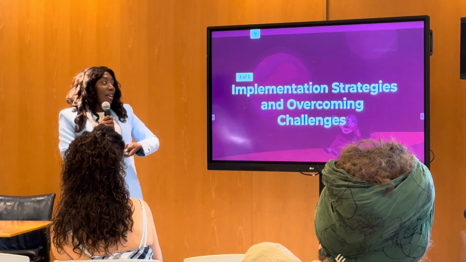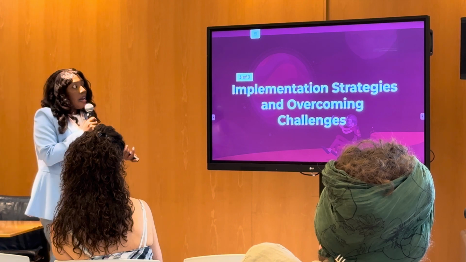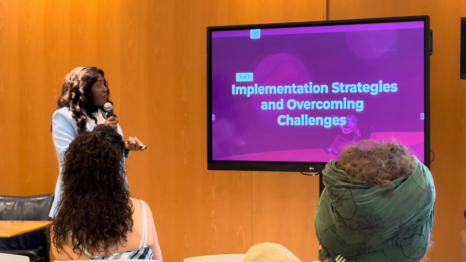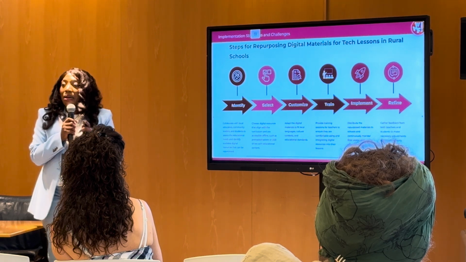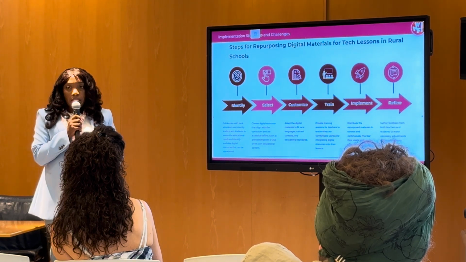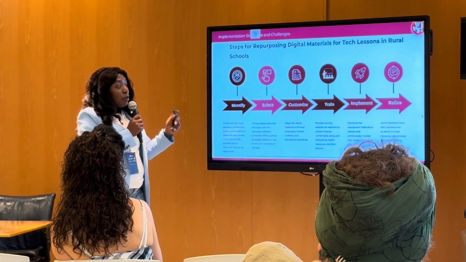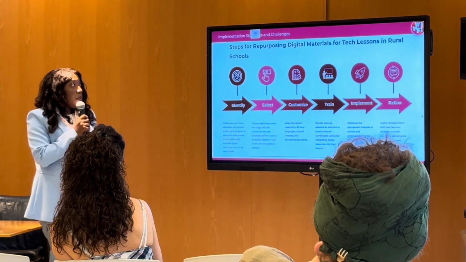So, implementation strategies and overcoming challenges, and this is where I will be drawing the curtain. How have we been able to implement repurposing these materials for the past 3 years? And this is basically the steps we have followed. These are the six steps that we have followed.